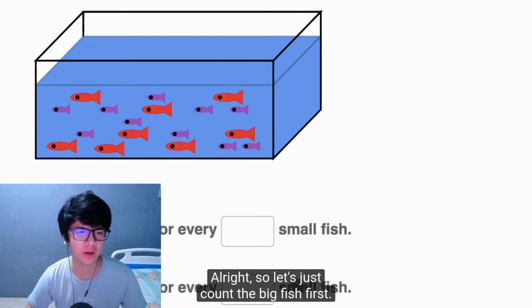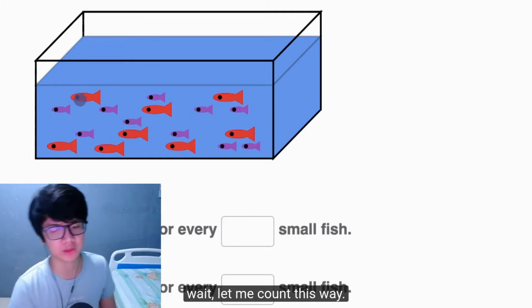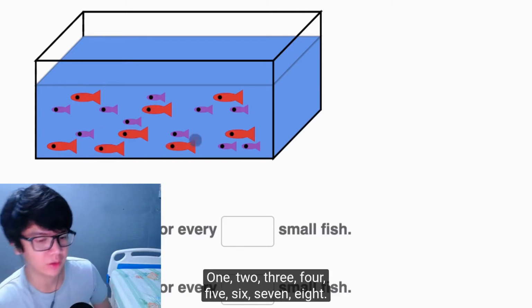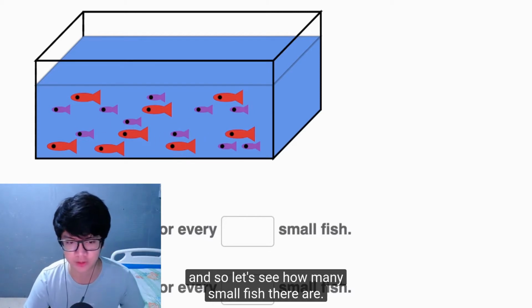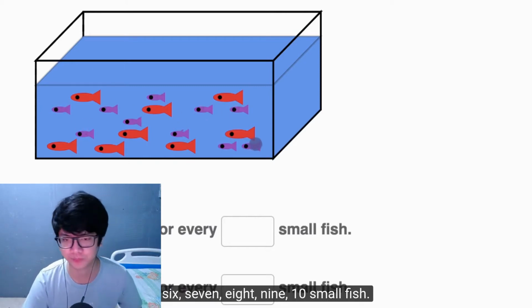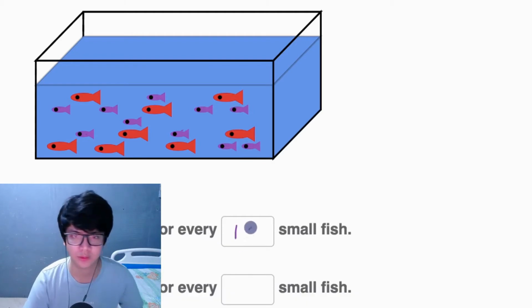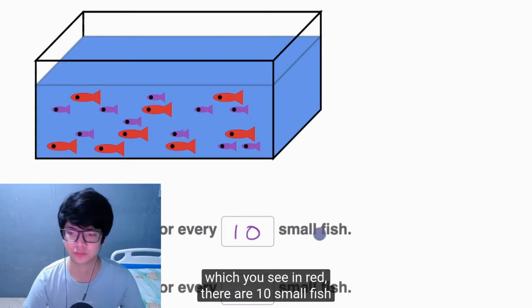Alright, so let's just count the big fish first. There's 1, 2, 3, 4, 5, 6, 7, 8. There are 8 big fish in this tank. And let's see how many small fish there are. There's 1, 2, 3, 4, 5, 6, 7, 8, 9, 10 small fish. So in the tank, for every 8 big fish, which you see in red, there are 10 small fish.